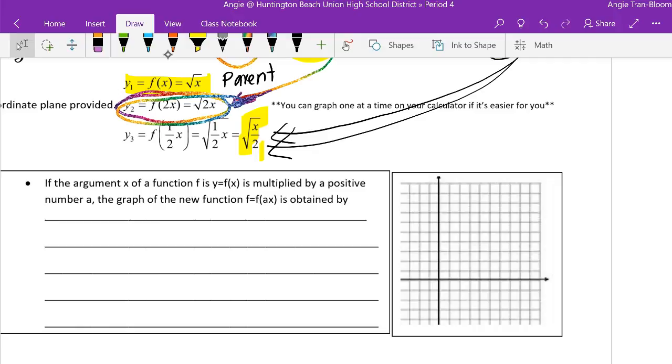Do you think these are straight lines? Are these straight lines? No. No, so be very careful, okay?